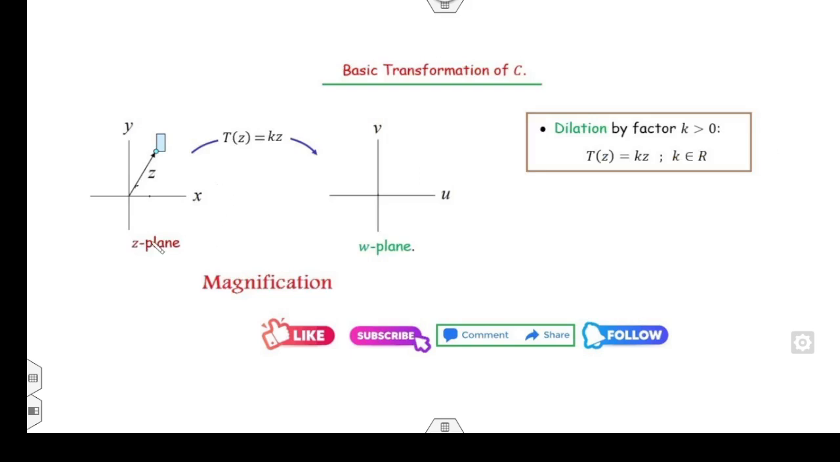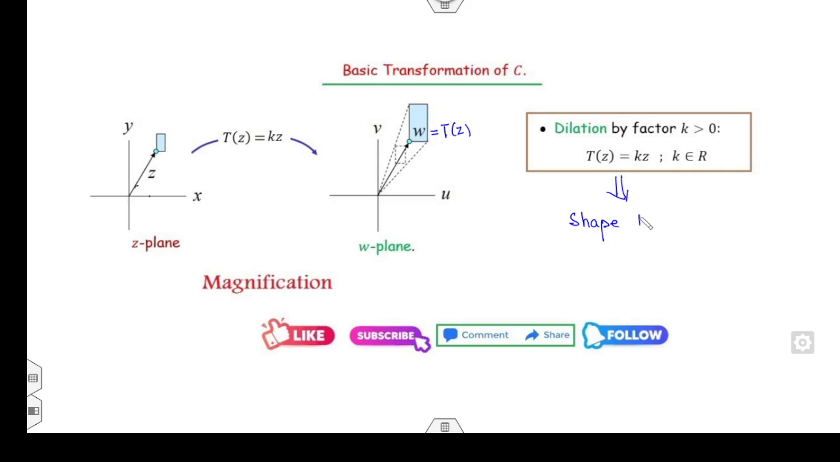Geometrically, if you have the original image in the Z plane, then what will happen if you consider the mapping T of z equals K z? If I assume K is greater than 1, this image is stretched, and you can see the graph of this image, W, which is T of z, is stretched.